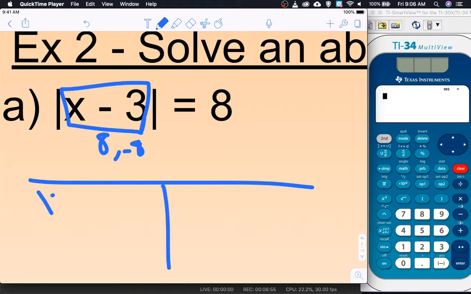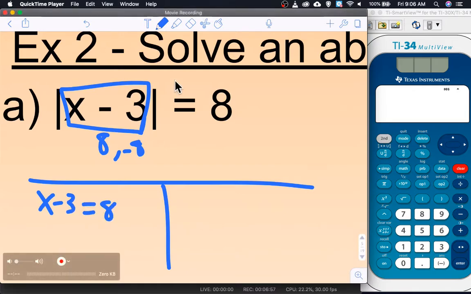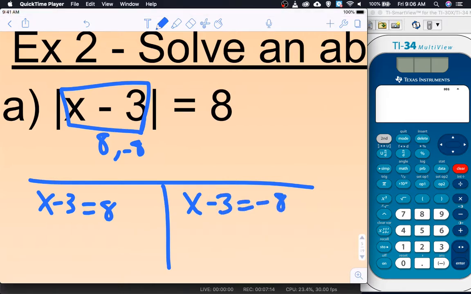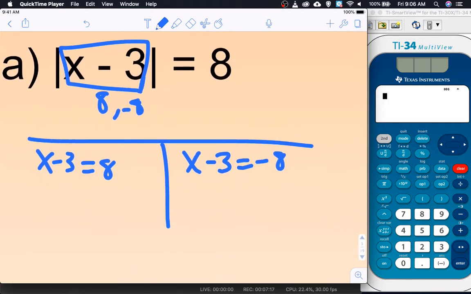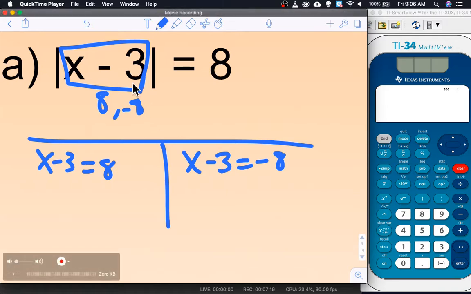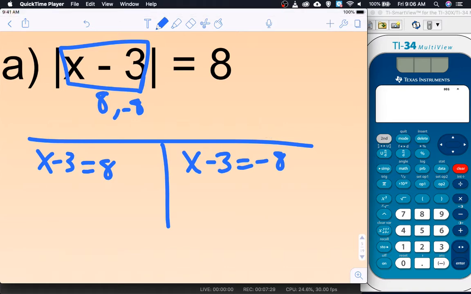One is where the x minus 3 is equal to 8. We're doing this case. How can I make this be 8? This is going to be 8, and we're going to figure it out. But also, how can I make this equal a negative 8? And so we're going to have two completely separate problems. One where this is equal to a positive 8, and one where this is set equal to a negative 8. And now we're just going to solve both of these equations separately.